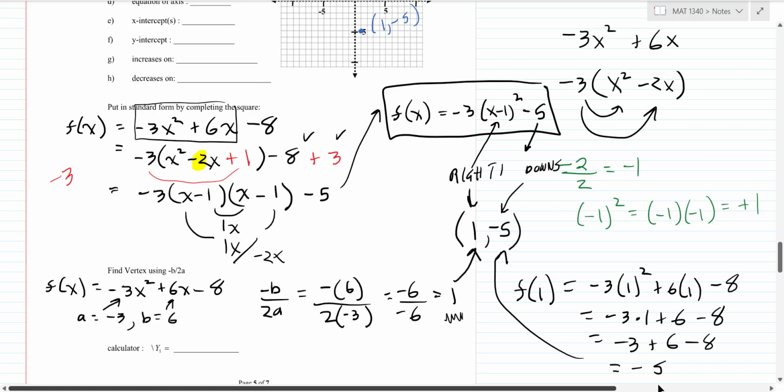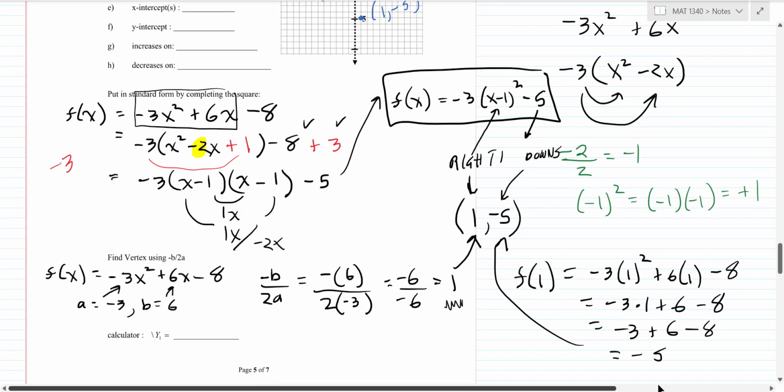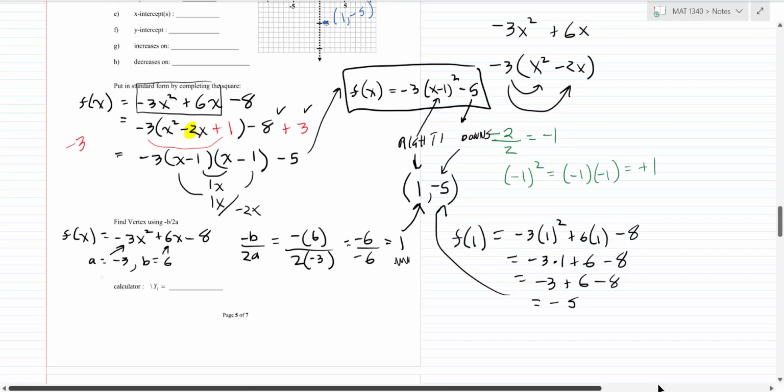Okay, yes? Is there some cases where you can only use one or can you use... No, you can always do negative b over 2a. Okay. You can always complete the square. There's never a time when you couldn't use one of those two methods. Okay, let me go ahead and do the intercepts.